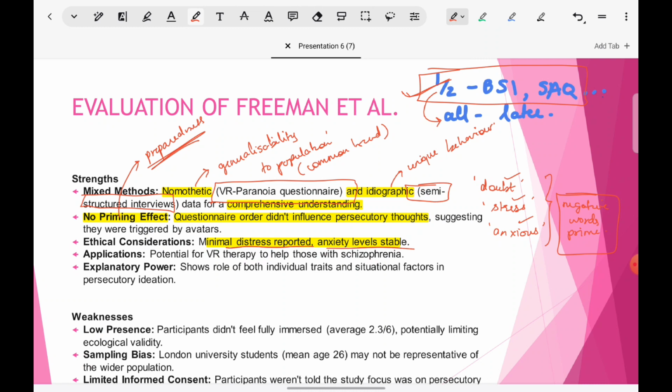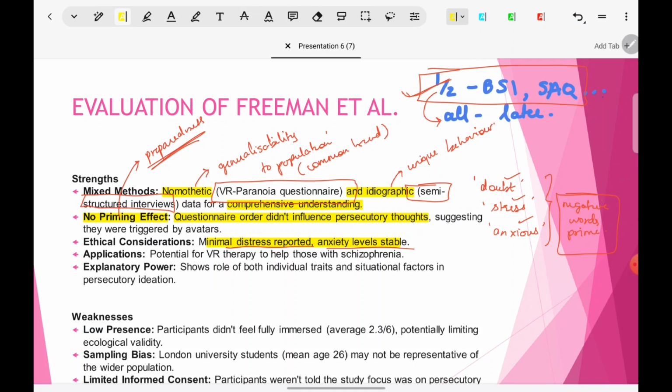So participants have been protected from psychological harm, or we can say that the VR environment was not harmful in any way. Of course, participants who doubted the avatars, who had persecutory ideation, they must have felt very uncomfortable being exposed to the VR, but otherwise it was fine.